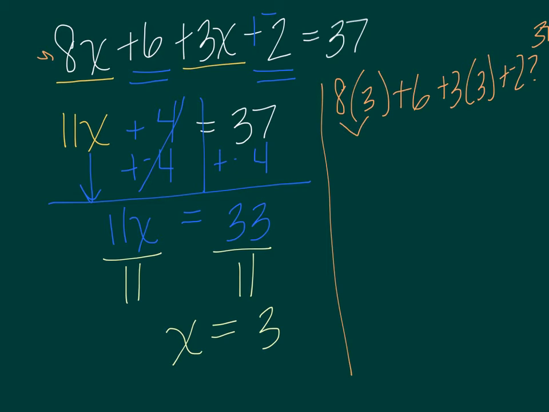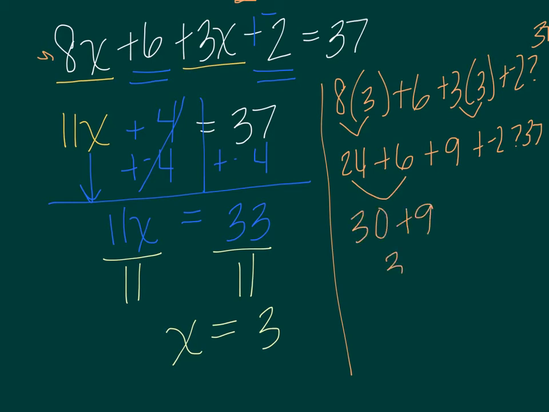Order of operations says I have to do multiplication first, so 8 times 3 is 24. I'm going to bring that plus 6 down. 3 times 3 is 9 plus -2. Does that equal 37? You can go ahead and check that in your calculator, and you should end up getting, so 24 plus 6 is 30, plus 9 is 39, minus 2 is 37, and 37 equals 37, so that checks out.